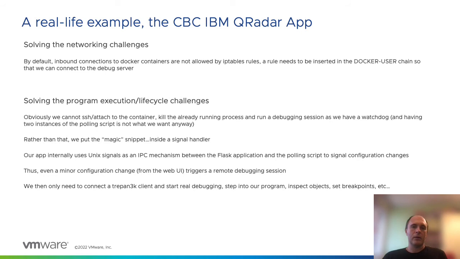So, how did we overcome those challenges? The networking challenges were easy to fix. It's just about iptables rules, so we just inserted a firewall rule into the Docker user chain, which allowed machines from the network to make inbound connections to the Docker container on a certain port. It's quite easy.